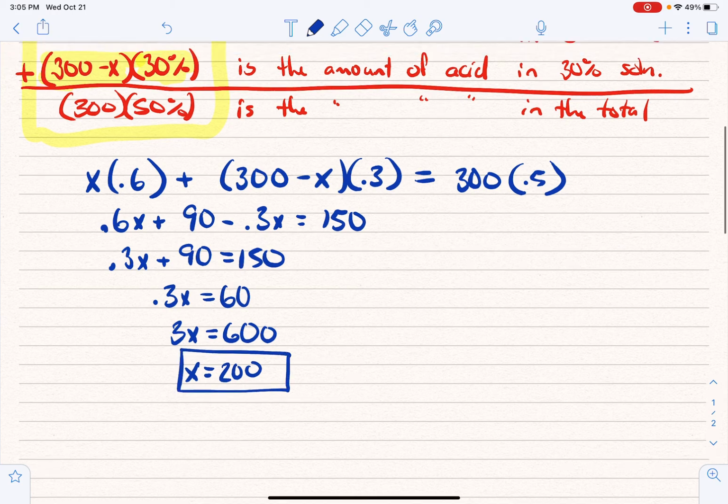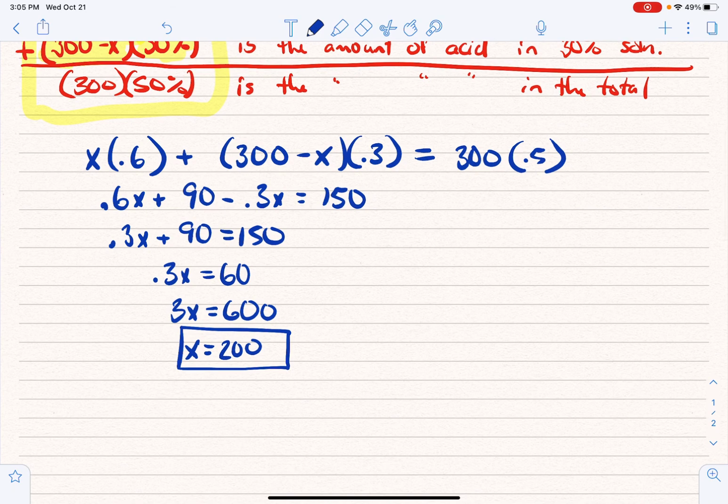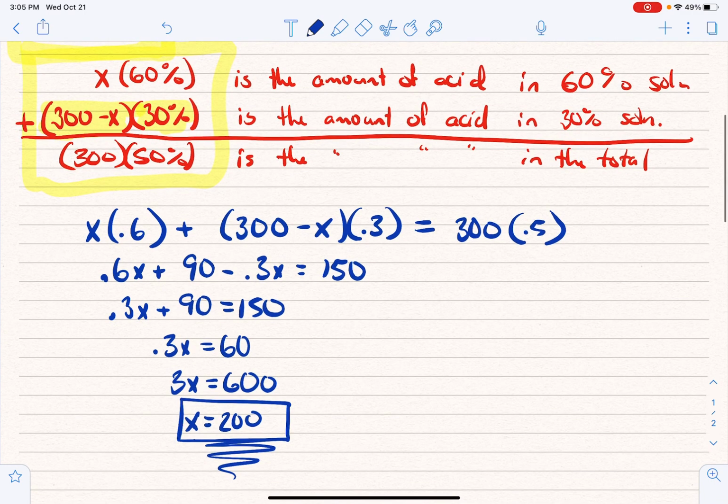And what does that mean? Let's go back up to the top. X is the amount of 60% solution. I need 200 milliliters of 60% solution to make this work. And that would mean I need 100 milliliters of that 30% solution.